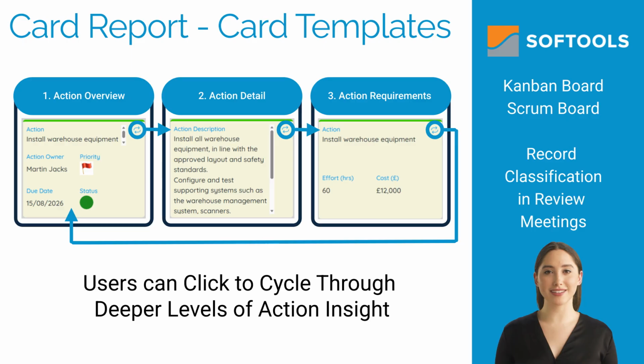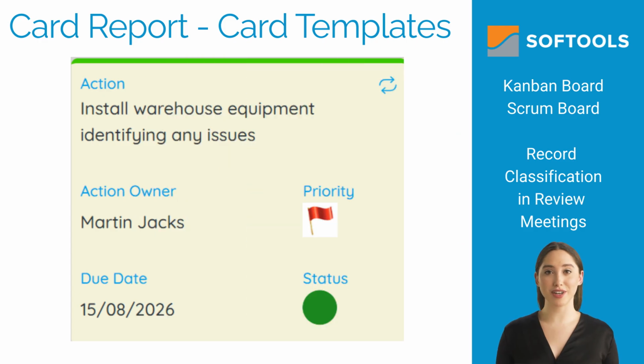Then if the user clicks to cycle through templates, it can reveal the action detail. If they click again, it can cycle onto the action requirements. And finally, clicking again will cycle back through to the initial overview template. So, let's see how we create a card template.